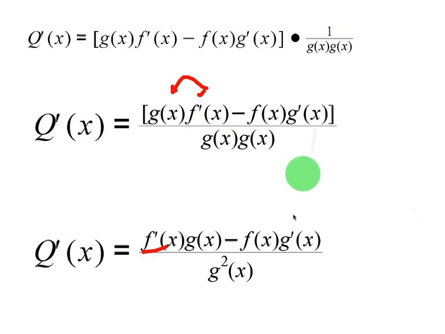The reason I do that is because it basically is like the product rule. The product rule says f prime g plus f g prime. The quotient rule says f prime g minus f g prime. And of course you have the g squared on bottom. So that's the proof. That's how it works.